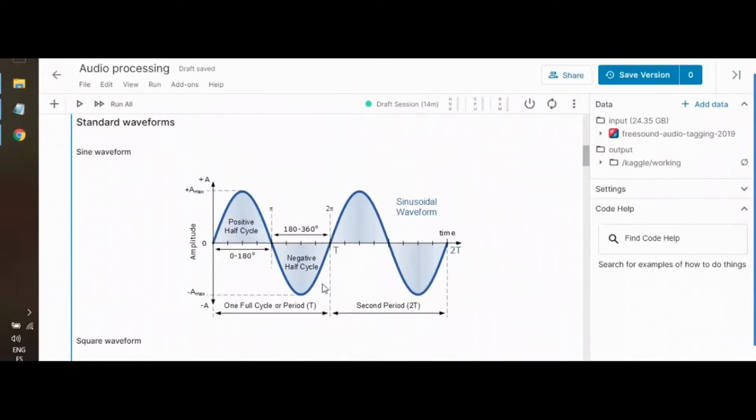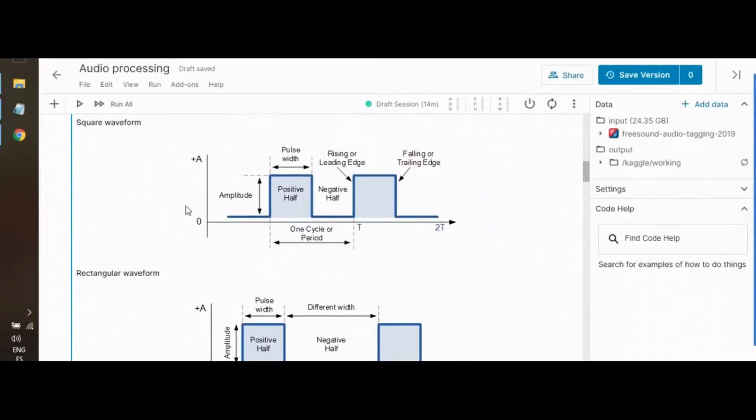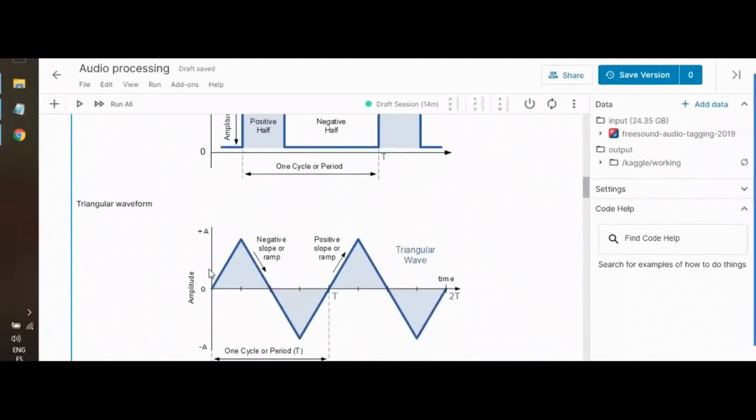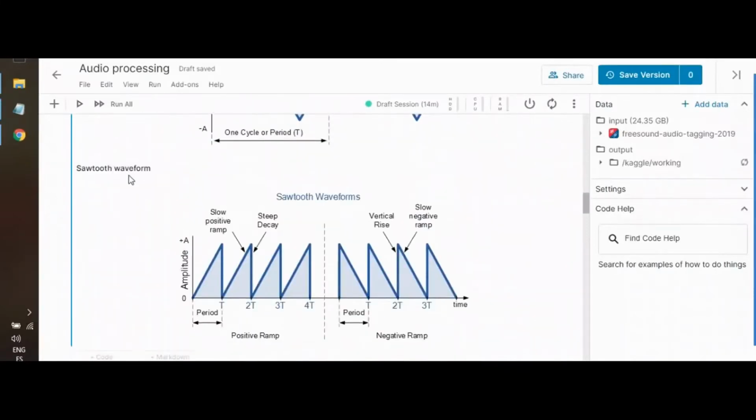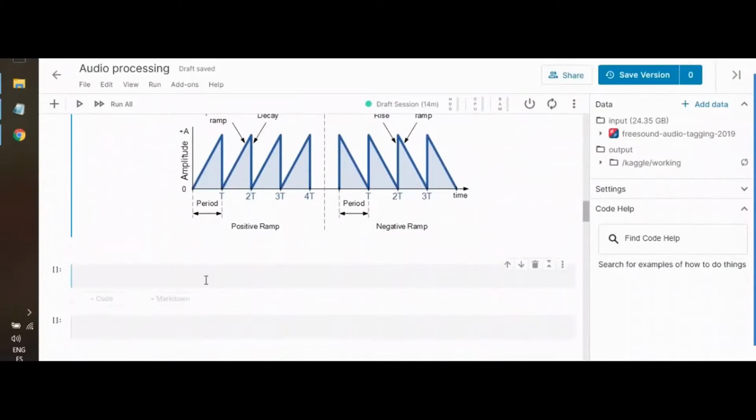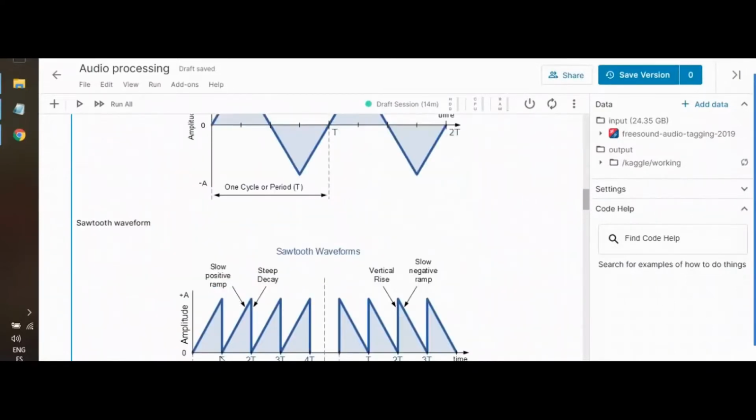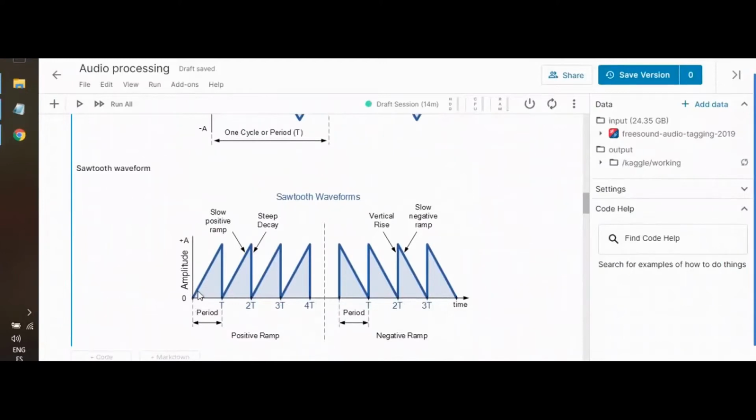So you can have sinusoidal waveforms, but you can also have square waveform, rectangular waveform, triangular waveform, and so on, like sawtooth waveform. Each of those will have a period associated, which is the minimum unit of the signal. Afterwards, you can have a signal with a lot of periods, but the basic unit of the signal without repeating itself will be the period.